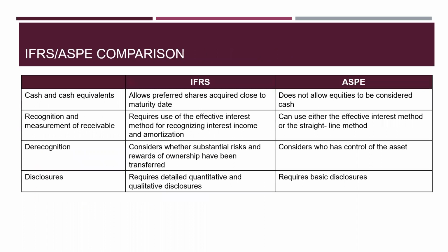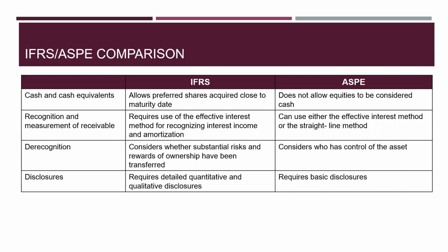And finally, looking at the comparison between IFRS and ASPE. When it comes to cash and cash equivalents, IFRS allows preferred shares acquired close to the maturity date, and ASPE does not allow equities to be considered cash. For recognition and measurement of receivable, IFRS requires the use of the effective interest rate method, and interest income and amortization has to be done. Under ASPE, we can use either the effective interest rate method or a straight line amortization method for accounting for the interest component.